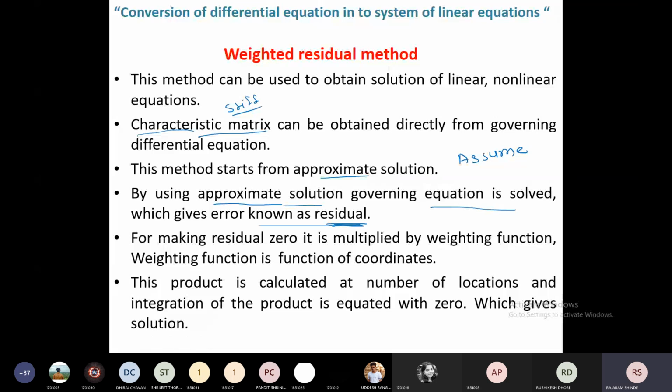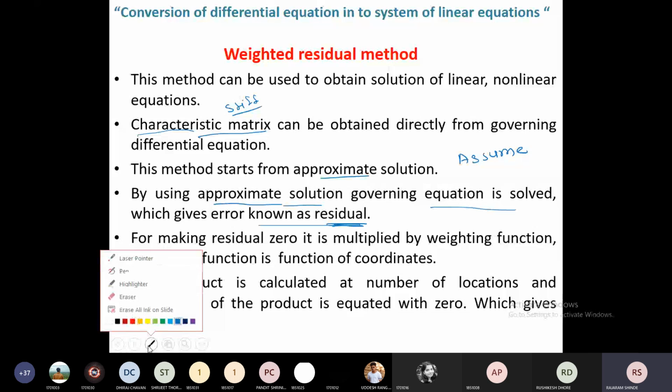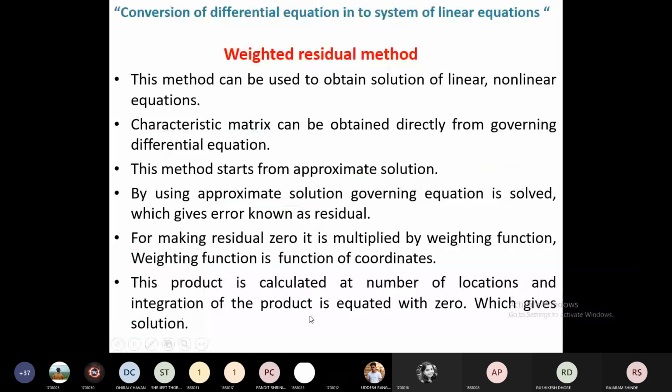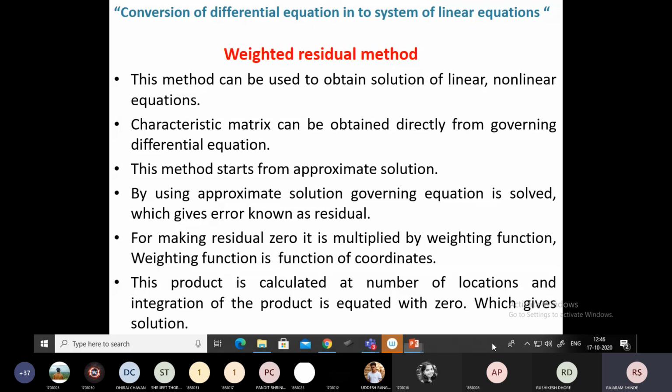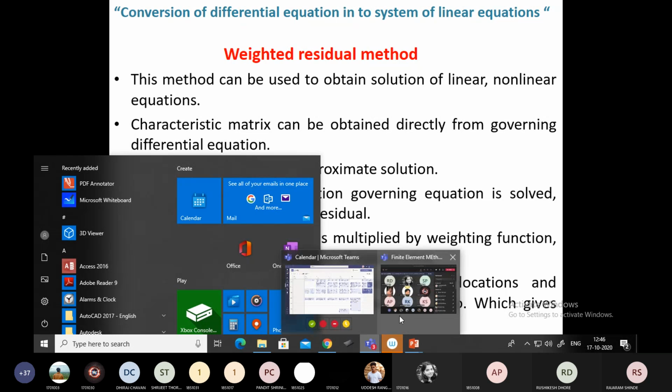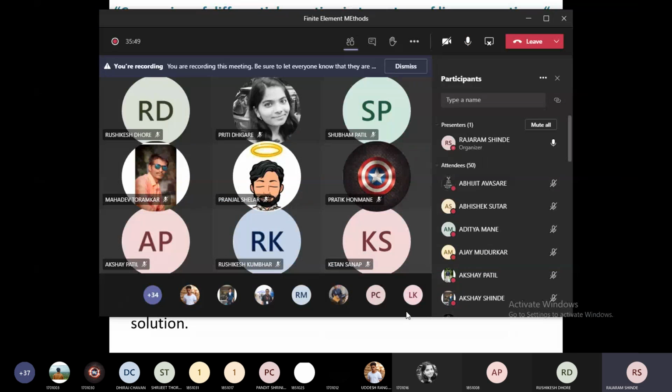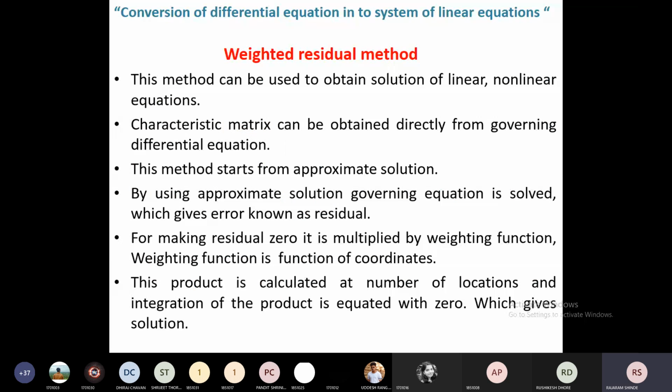Here you have to read these lines. Here you will not get an idea of the weighted residual method. I will explain with differential equations. Just here you have to remember the steps.